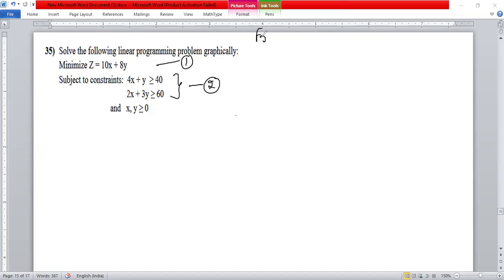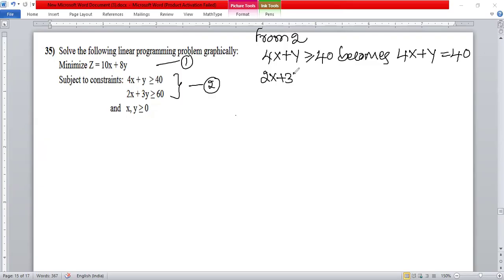Let me start from 2. From 2, 4x plus y greater than or equal to 40 becomes 4x plus y is equal to 40. Similarly, 2x plus 3y greater than or equal to 60 becomes 2x plus 3y is equal to 60. Now step number 2.